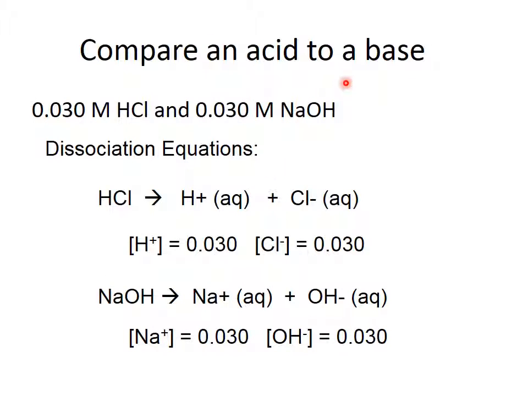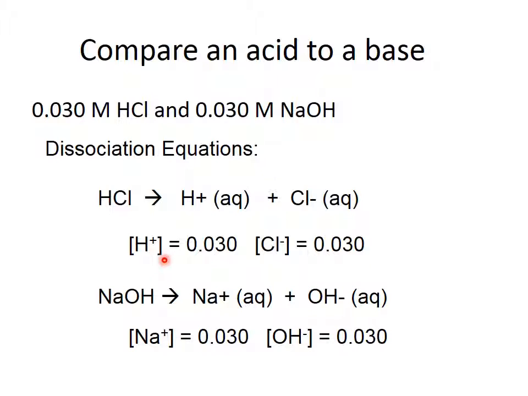Okay, now what we're going to do is compare an acid and a base together and do it side by side, so that if you have any confusion about what ions are being produced in solution and why we have pH of certain numbers, you take the negative log of certain numbers, this might clear it up. So we're going to do 0.03 molar hydrochloric acid and 0.03 molar sodium hydroxide side by side. These are the dissociation equations. Notice the acid makes protons and the base makes hydroxide.